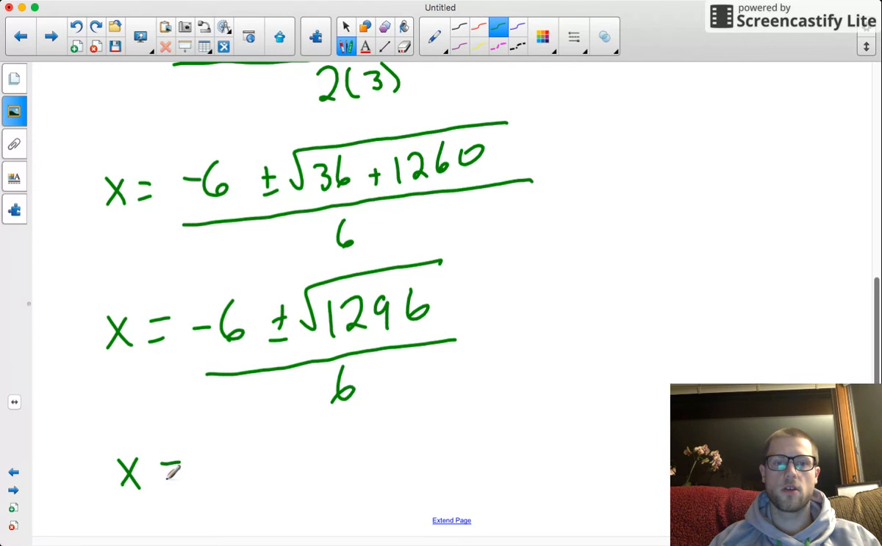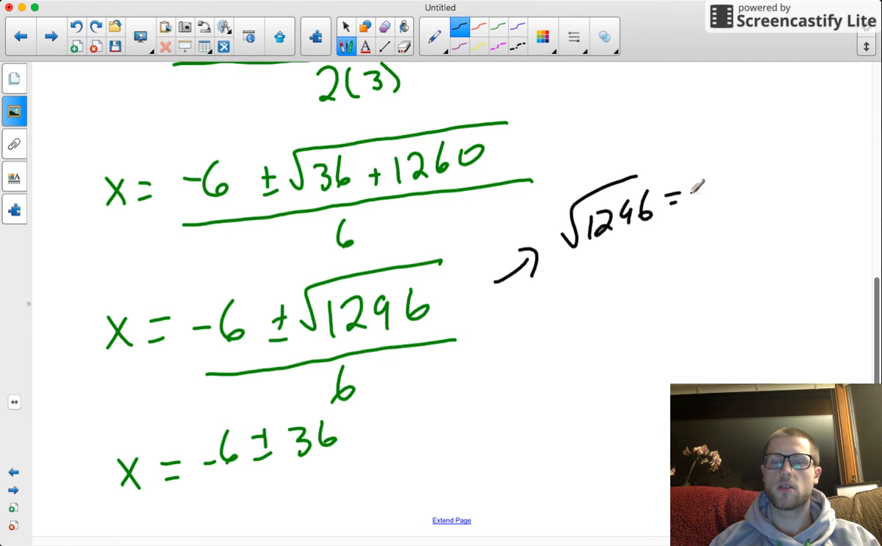And let's see here. So x equals negative 6. Now I believe that's a perfect square. I want to say that's 36 squared. Let's see. Yes, it is. Okay. So that's plus or minus 36, since the square root of 1296 is equal to 36. So that's where this came from here. And then that's all over 6.